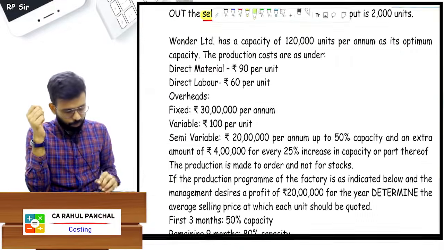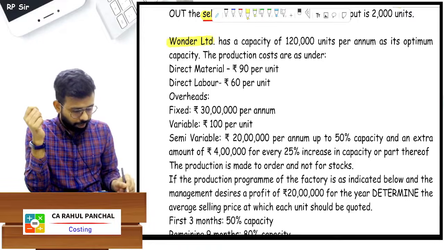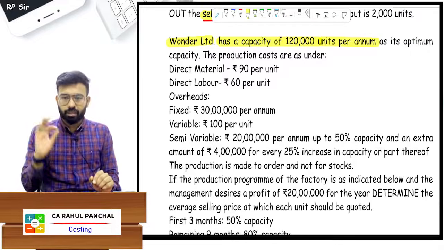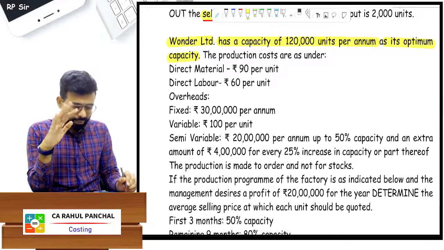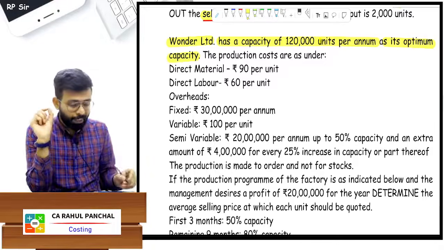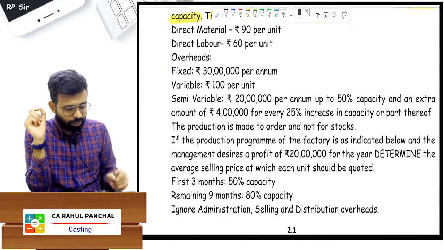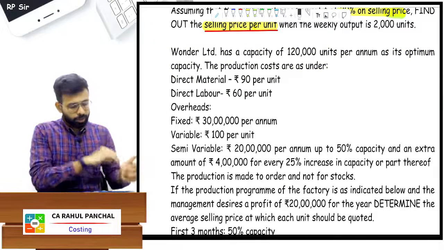Let's have a look. What is written is, Wonder Limited has a capacity of 1,20,000 units per annum. And its optimum capacity, that is the max you can produce, is 1,20,000. The production costs are as under, and the details are given with reference to cost.